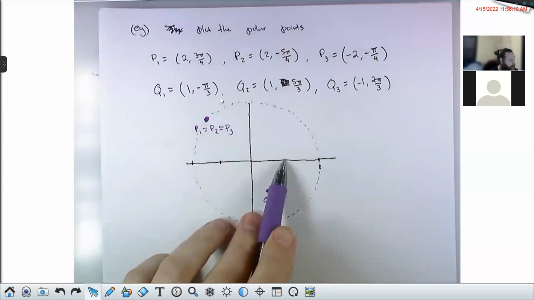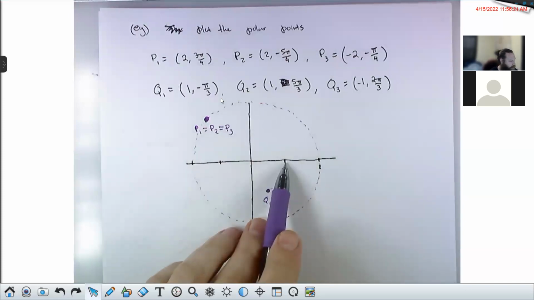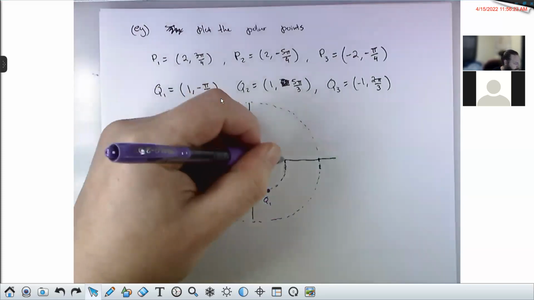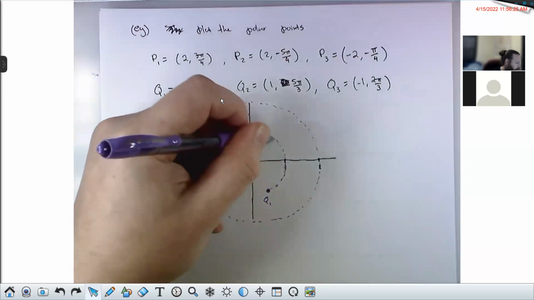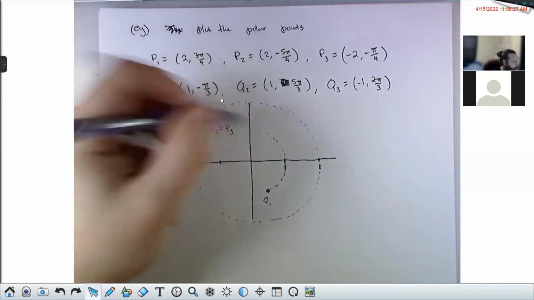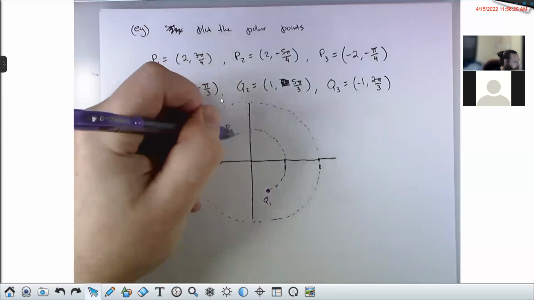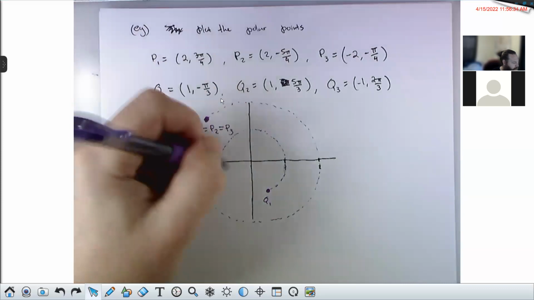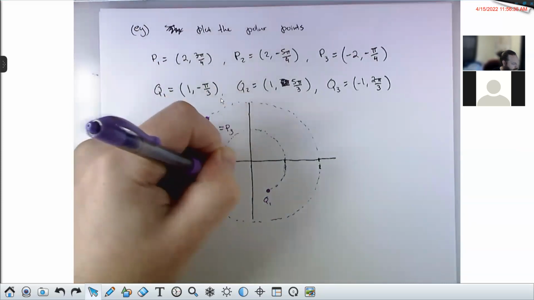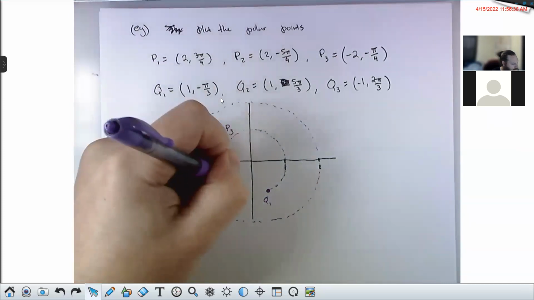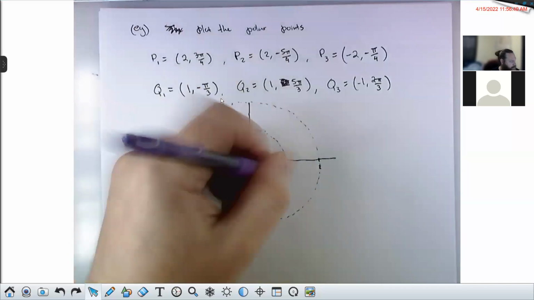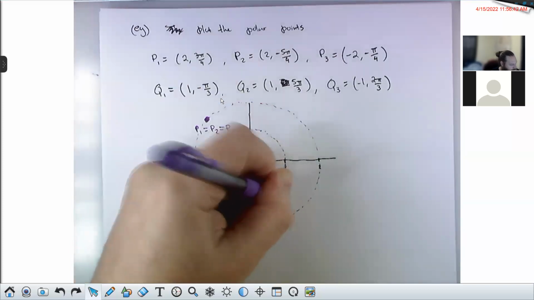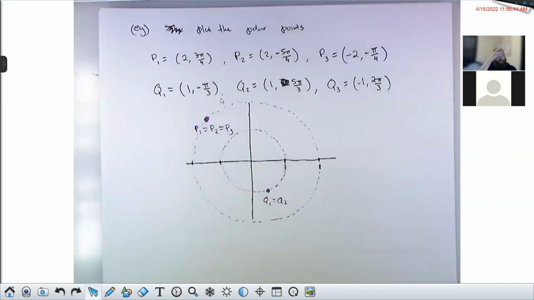Q2, I'm going to come out to 1, right? Walk out 1 and then rotate around by 5 pi over 3. Well, okay, here's 1 pi over 3, 2 pi over 3, 3 pi over 3, 4 pi over 3, 5 pi over 3. Uh-oh. Q1 and Q2 are the same point.